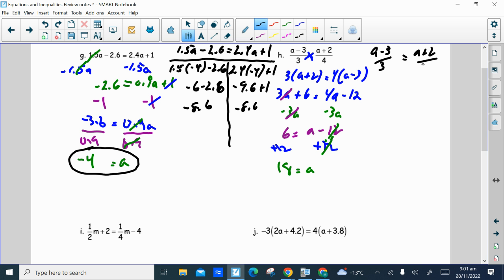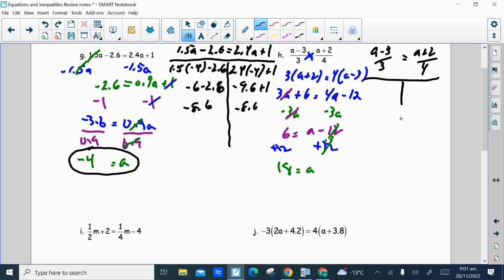So before we do this, I just want to mention one thing. On the left side, you have a minus 3 on top, 3 on the bottom. You cannot cancel the 3's. You cannot do that. You can only do that if all the terms on top are divisible by 3, and they're not. Okay?